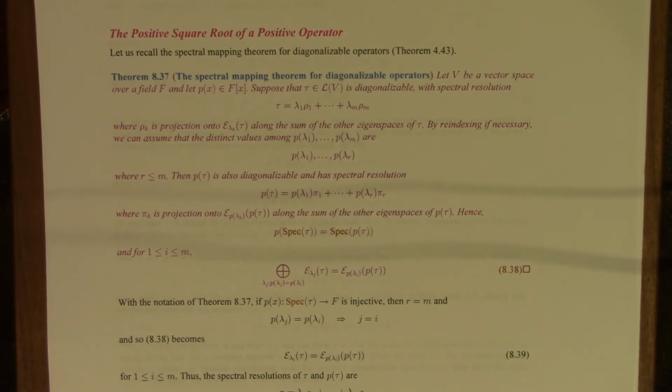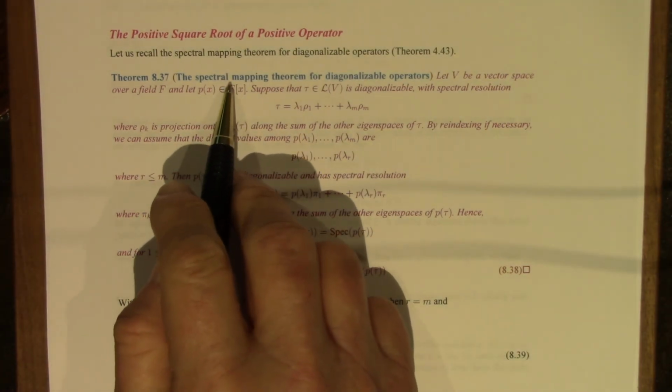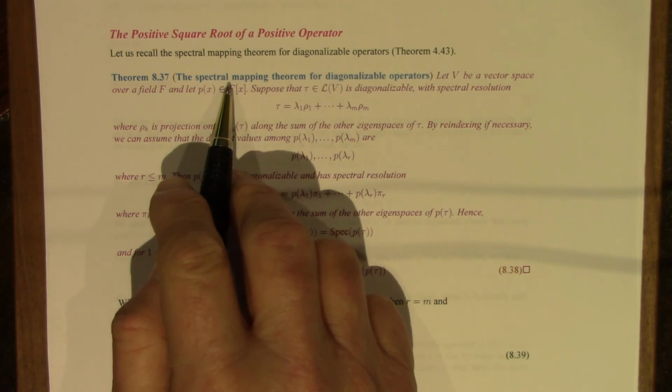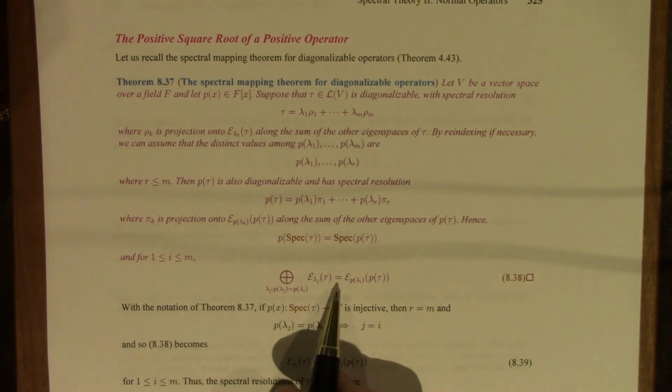Positive operators, and by that I mean either positive definite or positive semi-definite, have square roots, and they have unique positive square roots. To see that, let's take a look again at the spectral mapping theorem for diagonalizable operators, which we talked about earlier, but I just want to restate it for reference purposes. So here is the statement of that theorem.